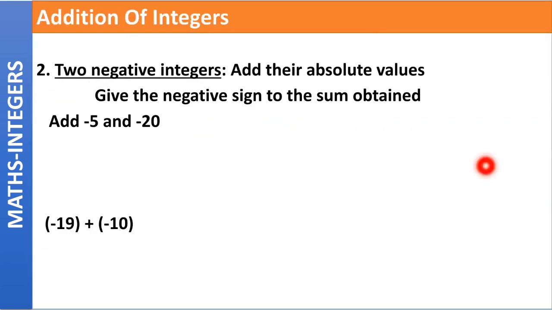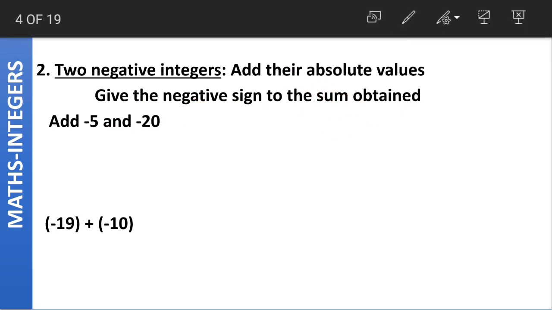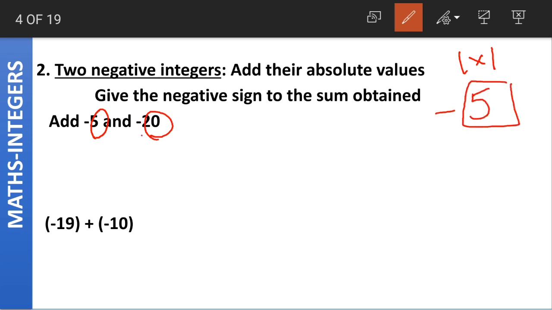Moving on, how do we add two negative integers? When we have two negative integers, we add their absolute values and give the negative sign to the sum obtained. Now what does absolute value mean? Absolute value is the mod value, which means it is the value of the number without the sign. For a negative integer minus 5, the absolute value would be 5. For the negative integer minus 20, the absolute value will be 20.